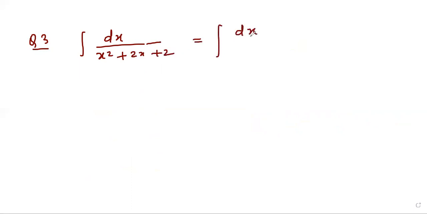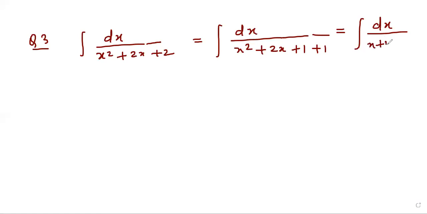Question number 3. Integration dx upon x square plus 2x plus 2. It will be written as dx upon x square plus 2x plus 1 plus 1. Further equal to dx upon x plus 1 whole square plus 1. Let x plus 1 equal to t, which gives dx equal to dt.